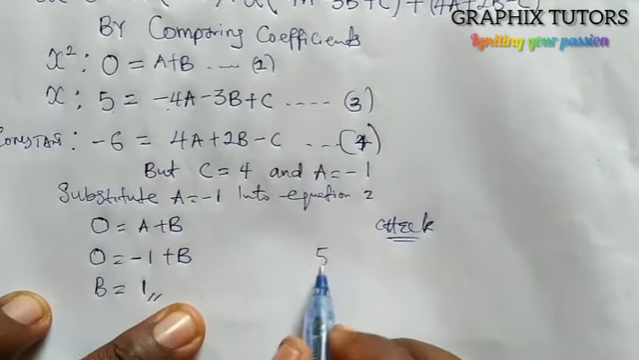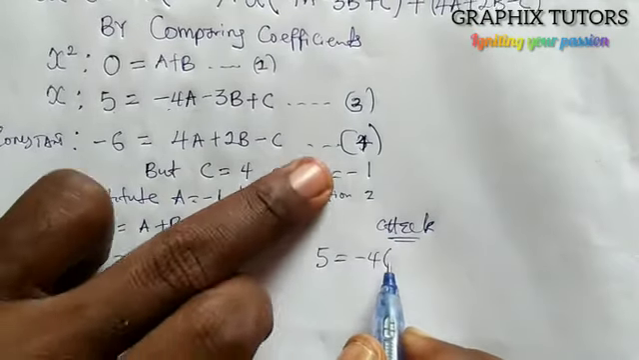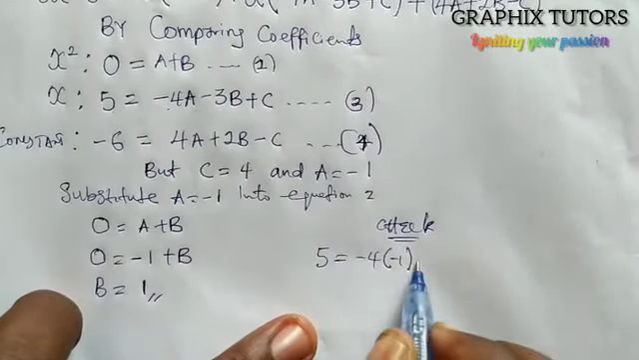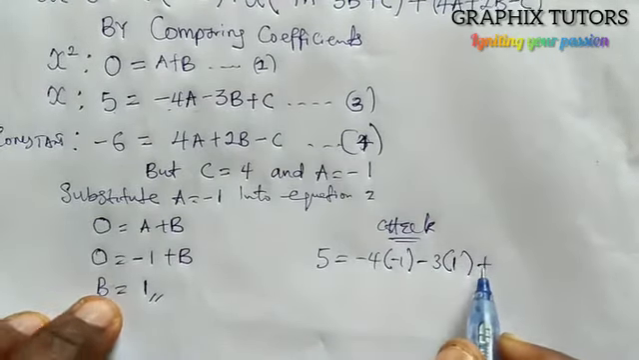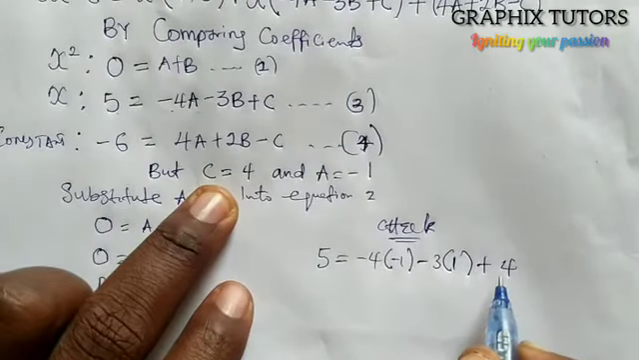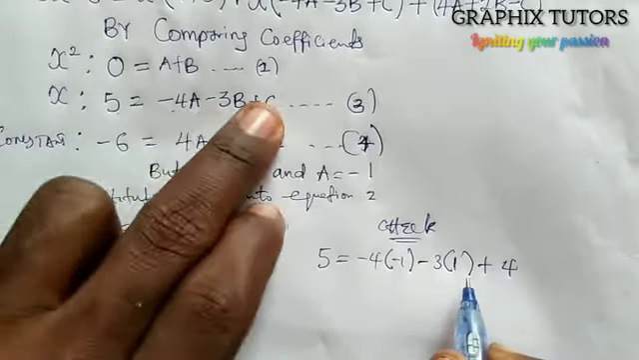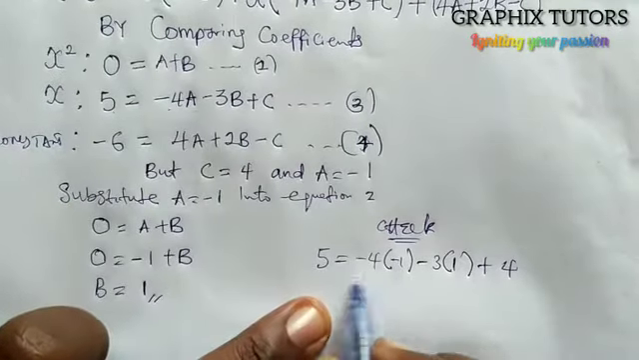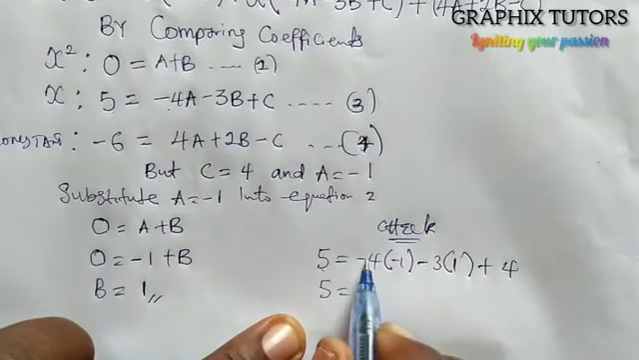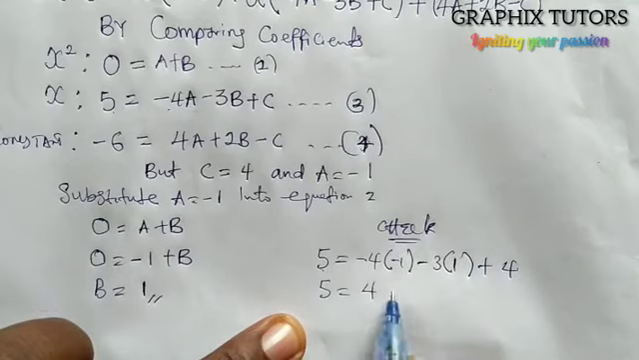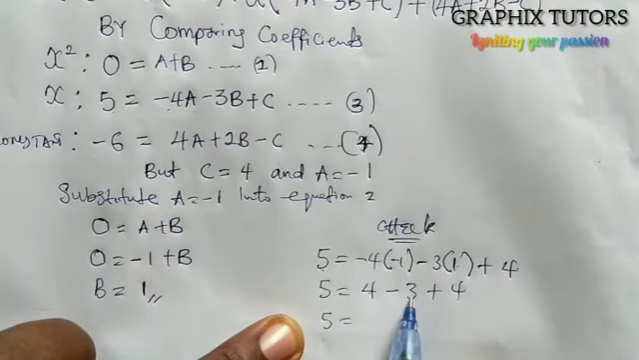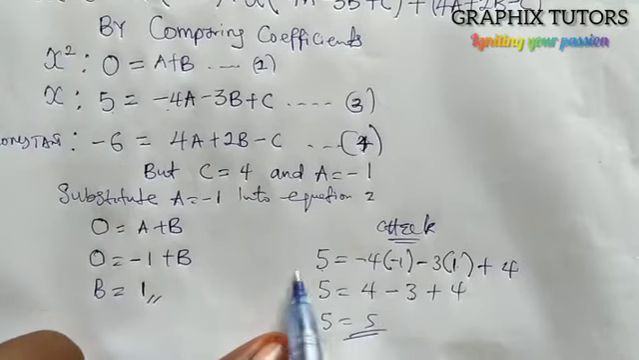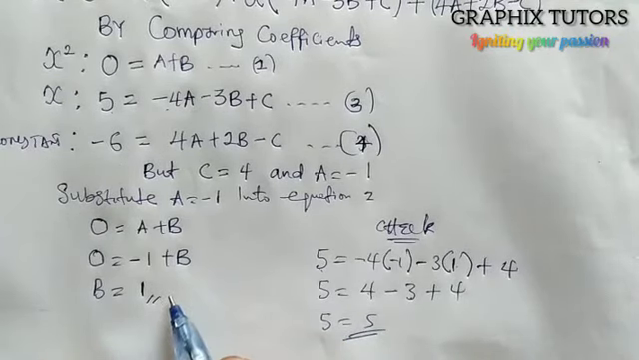So we have 5 equals minus 4 times a. What is a? a is minus 1. Minus 3 brackets, what is b? b is 1. Plus c. What is c? c is 4. I'm putting my values into equation 2 here to see if I'm correct. So 5 will now be equal to minus 4 times minus 1 gives 4, minus 3 times 1 is 3, plus 4. So 4 minus 3 is 1, plus 4 is 5. So it means my parameters are correct. So we'll move further.